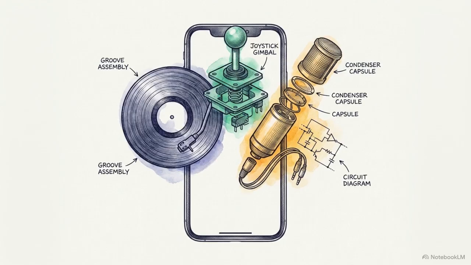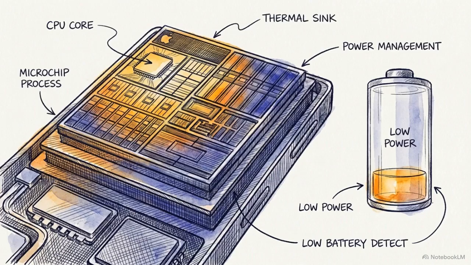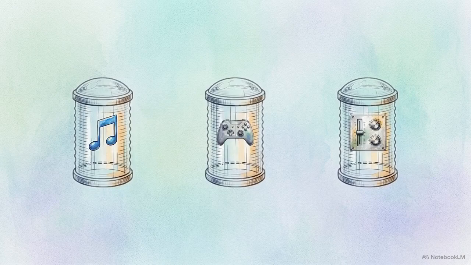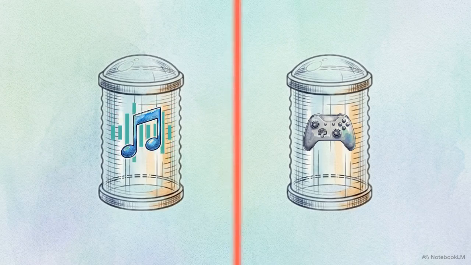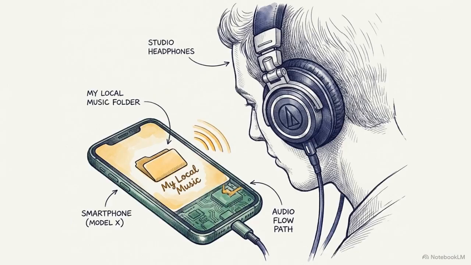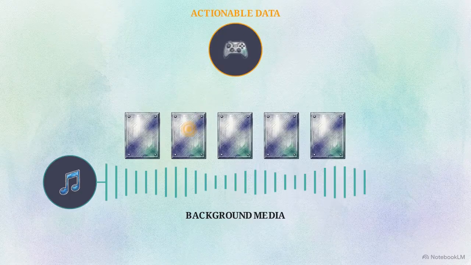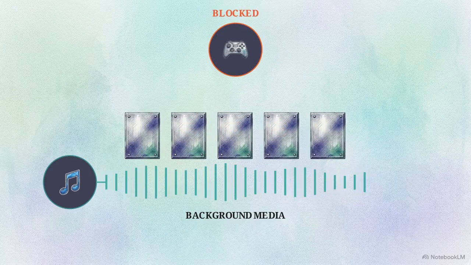Attempting to run these heavy-duty processes simultaneously on a single mobile device quickly maxes out the processor and drains available memory. Because these applications live in separate silos, they cannot share data in real time. A rhythm game cannot read the dynamic output of a track currently playing in your media app. This isolated architecture limits what you can do with your local music library. It forces the device to treat audio strictly as background media, rather than actionable data.